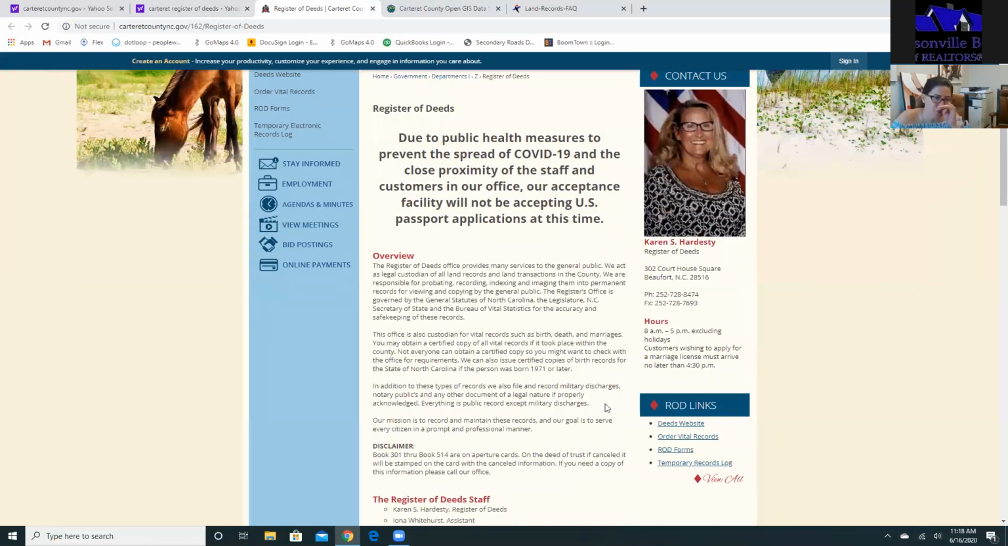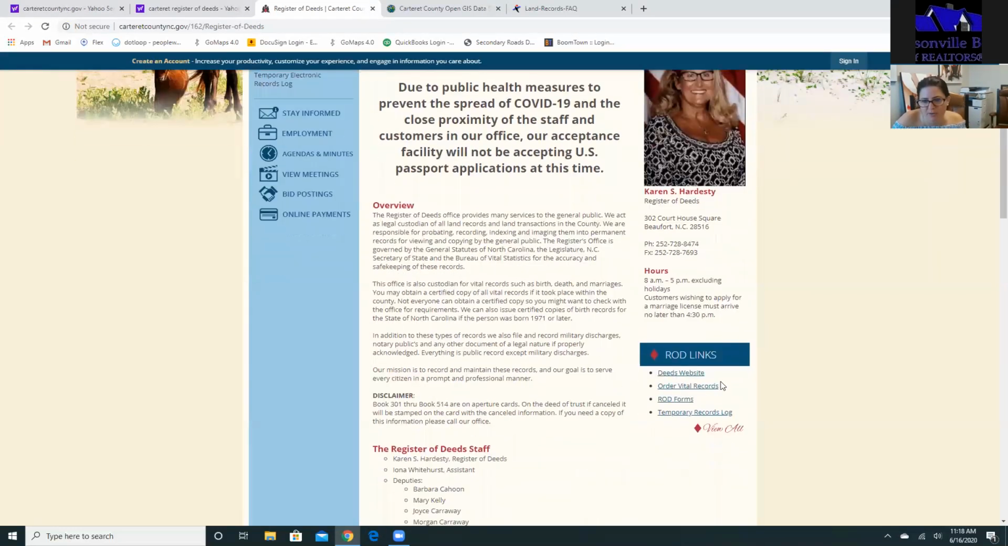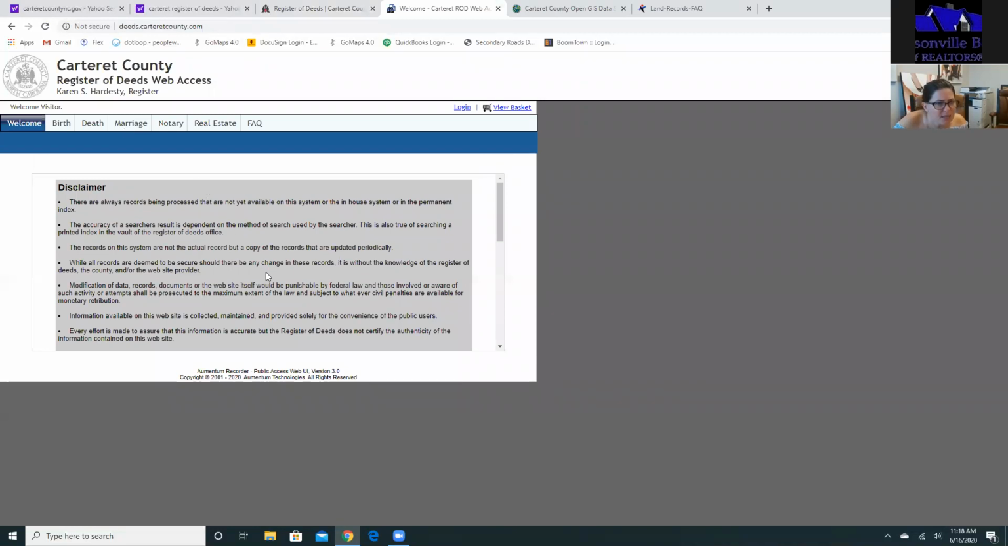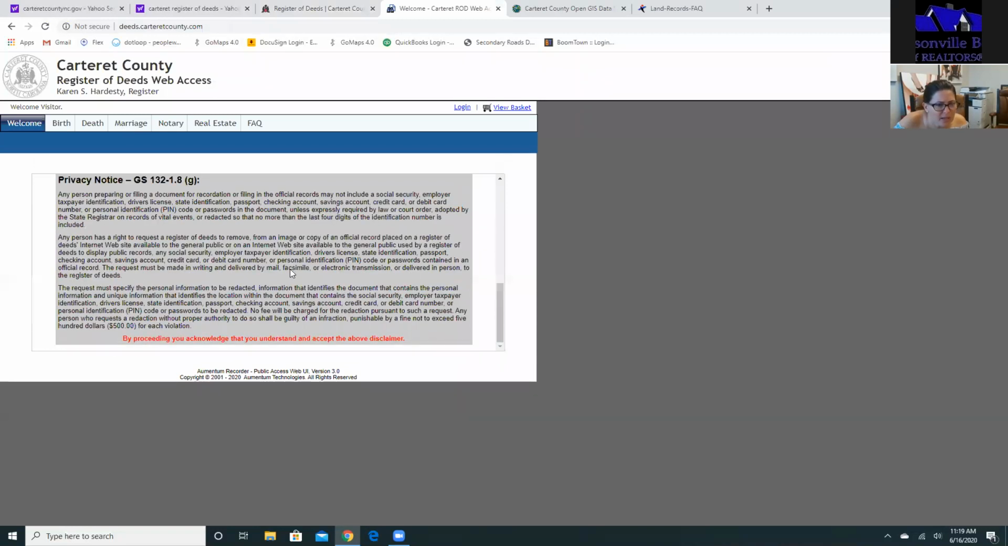Okay, so if all else fails, that's usually what I do: I just Google Carteret Register of Deeds, Pender Register of Deeds, whatever. And then you've got all your forms if you need to order anything. But if you go to the deeds website, sometimes you have to sign into some of these, but it doesn't look like you do anymore with this one.